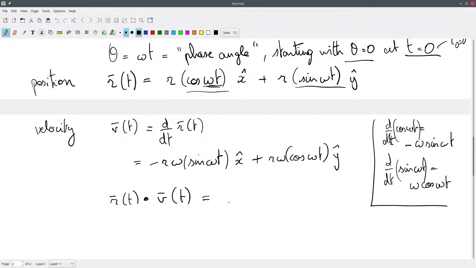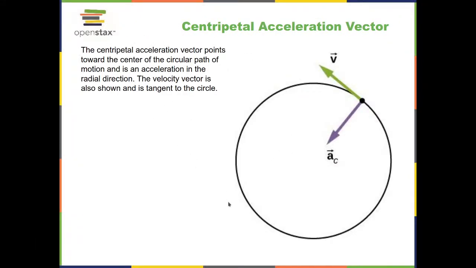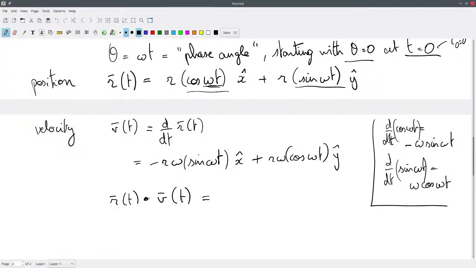So you can do this mathematically, but you can also think about it. In particular, think back of this drawing here. We have a velocity that's tangential to the circle. We have an acceleration that is pointing towards the center. So it's going to be perpendicular to that velocity. And so if we think about that in vector terms, that means that the dot product between r and v will have to be 0.